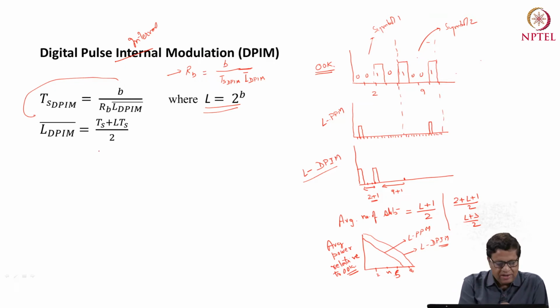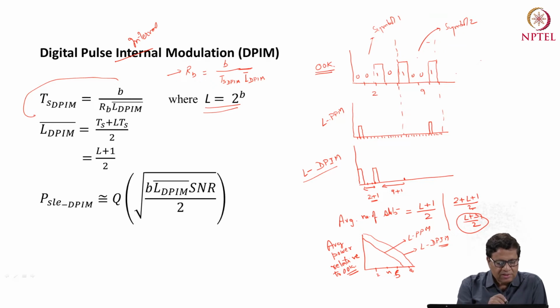So this is what I had explained. The average number will be 1 time slot as the minimum in the case of L-DPIM, and the maximum can be for the highest value of decimal number, it will be L time slots. So the average will be 1 plus L divided by 2 if you are not considering any guard band or guard slot between the symbols. So if you consider that, then it becomes L plus 3 by 2.